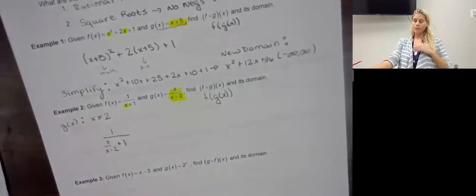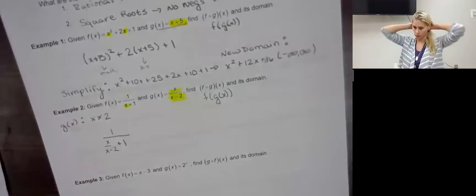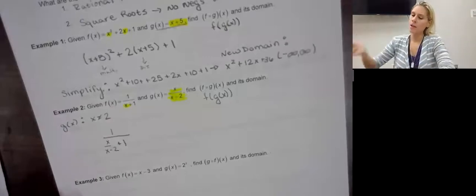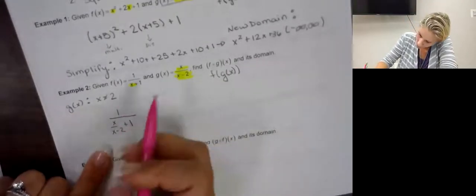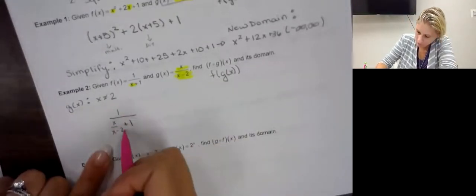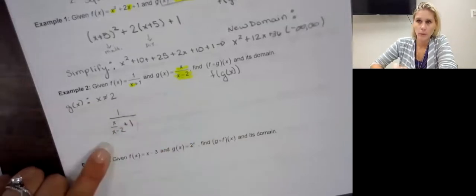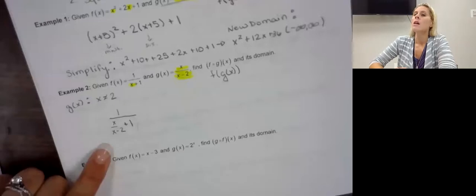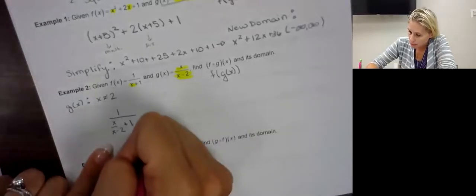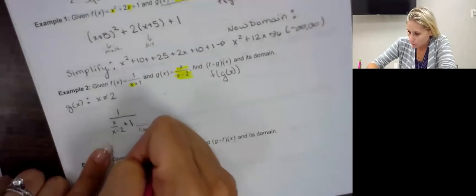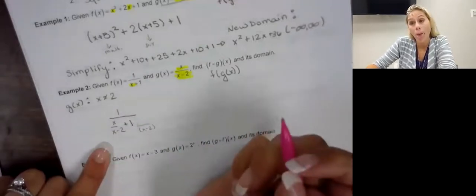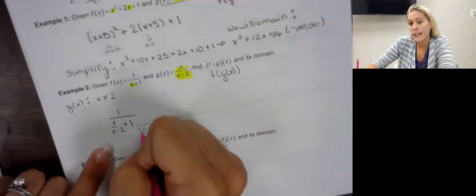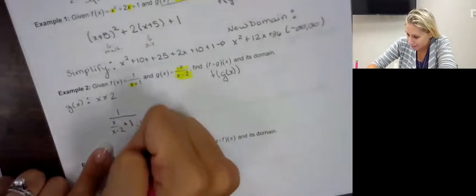All right, well, I can't tell right off the bat if there are any domain restrictions right now, so I have to simplify. Well, just like we did about a week or two ago, I have to combine this right here, and I have a fraction and a whole number there. How do I combine them? Common denominators. So this one's missing x minus 2. And whatever I do in the bottom, I do in the top. There we go.